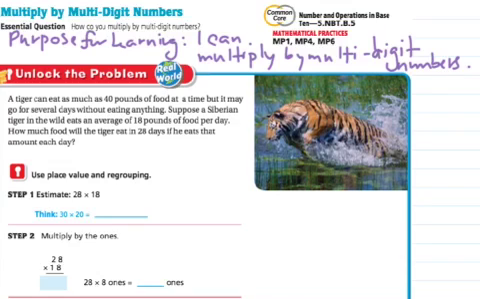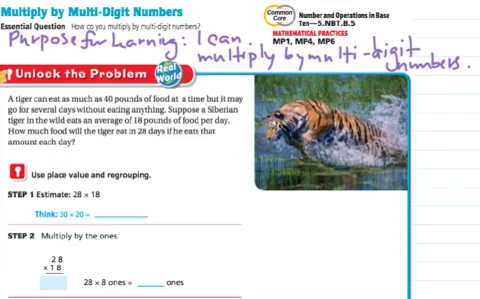So let's start with the Unlock the Problem, real world. A tiger can eat as much as 40 pounds of food at a time, but it may go for several days without eating anything. Suppose a Siberian tiger in the wild eats an average of 18 pounds of food per day. How much food will the tiger eat in 28 days if he eats that amount each day?